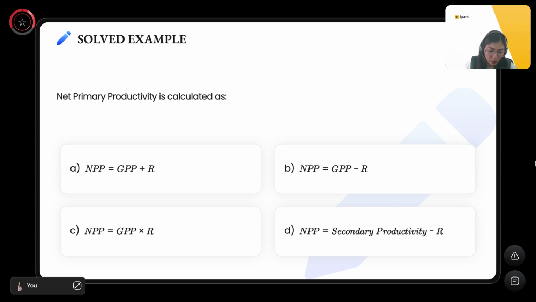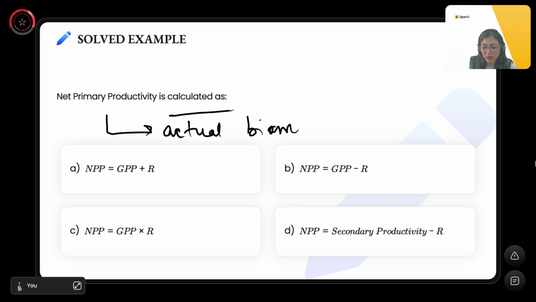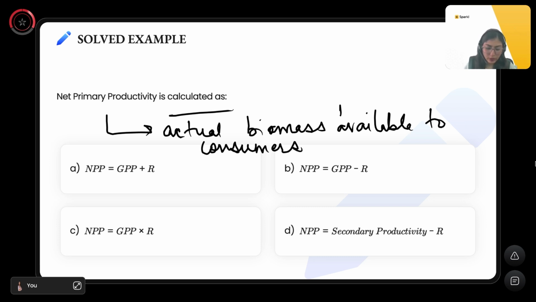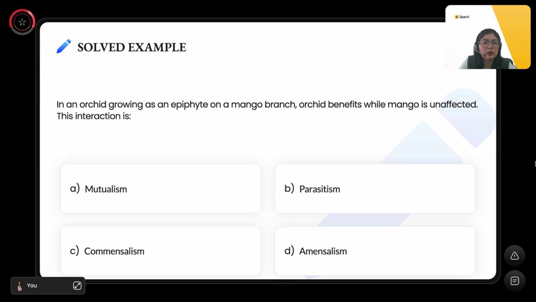Net primary productivity is calculated as. So net primary productivity basically represents the actual biomass which is available to consumers. Biomass available to consumers. Okay. So it is calculated as NPP equals gross primary productivity minus R. Okay. So this is one such formula that you need to remember. Let us move on to the next question.